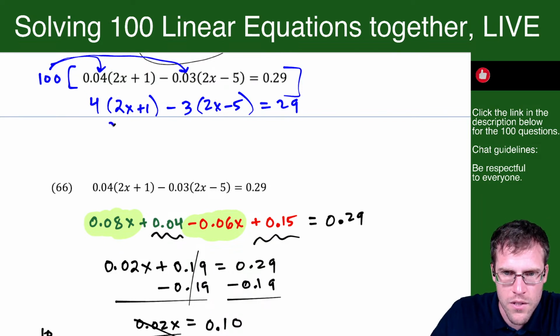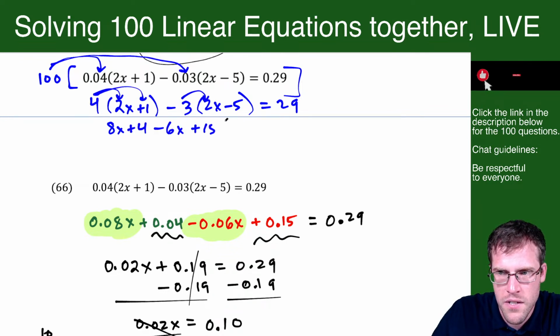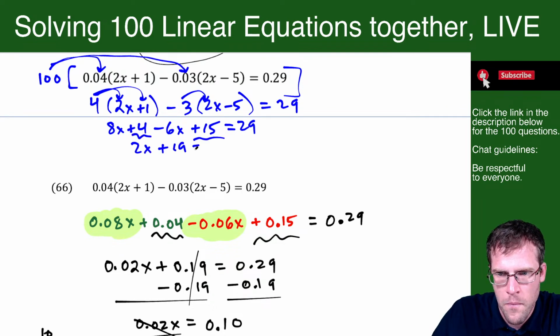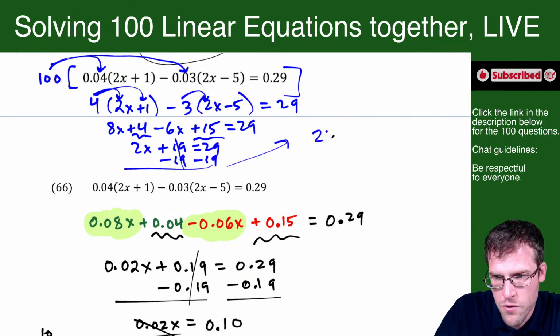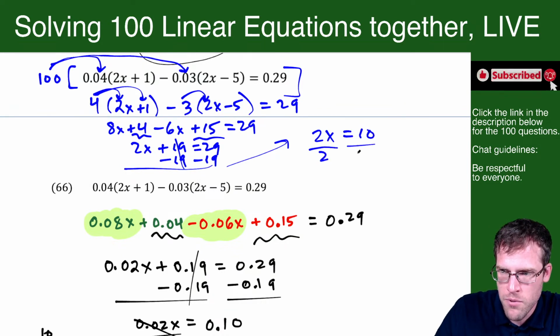And if you solve this one, let's just see. I'll do this fast. So distribute, we get 8x plus 4, and we get minus 6x plus 15 equals 29. And then this would give us 8x minus 6x is 2x. 4 plus 15 is 19 equals 29. And if you do minus 19 on both sides, that's going to give you 2x equals 10. 29 minus 19 is 10. And we divide both sides by 2, we also get x equals 5.